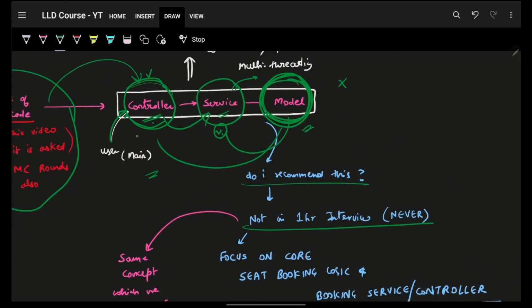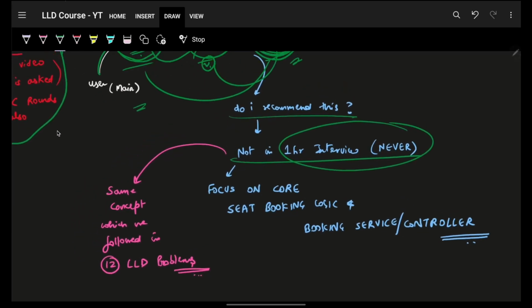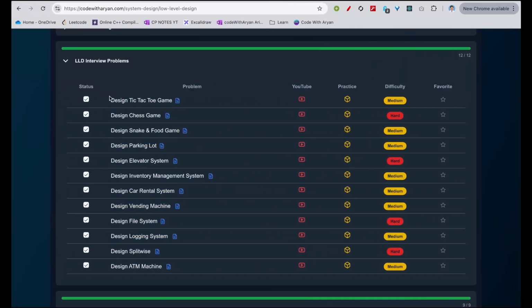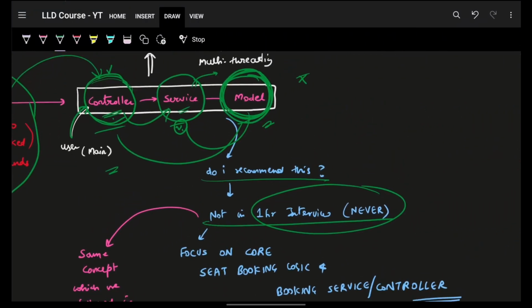But obviously, if you write controller, service, model, and DAO, you will spend 3 or 4 hours, at least 2 hours. If you have just 1 hour, go ahead with how we have been teaching all these problems. There is no comparison, and it is not possible to implement everything.